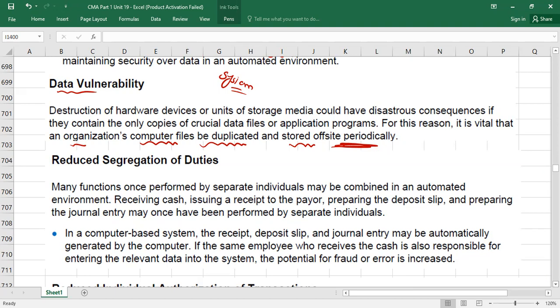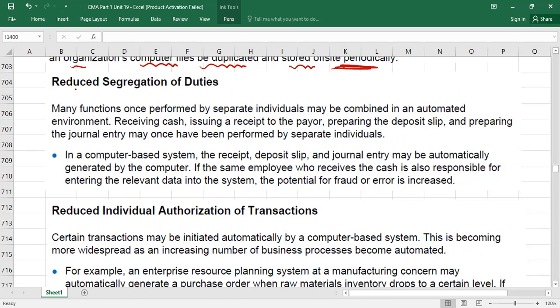Then, guys, we have another risk, which is also a risk to the data, called reduced segregation of duties. Let me give you a simple example. If you are doing manual work, let's assume you are working in the cash department. There could be many people working with cash functions. Maybe one person receives cash, another fills in the deposit slips, a third deposits the cash into the bank and brings back the validated deposit slip, and a fourth enters it into the system.